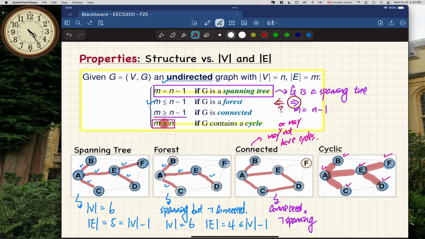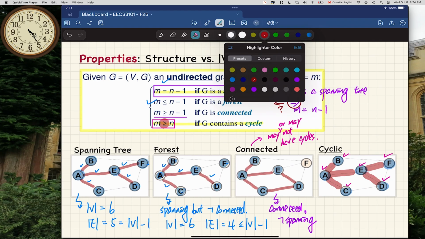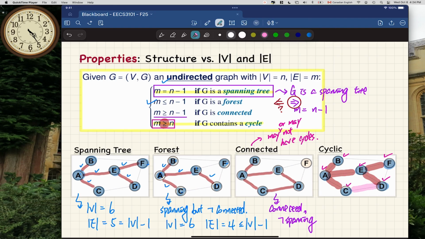In order to have a cycle, I need to have at least one more. By adding just one more edge, it's guaranteed. Okay? So this is telling me over here, more edges than just n minus 1. So that means at least n edges. That's going to guarantee you have a cycle. You've got exactly n minus 1, it's the characteristic of a spanning tree. But if you got more than n minus 1, you're guaranteed to have a cycle.